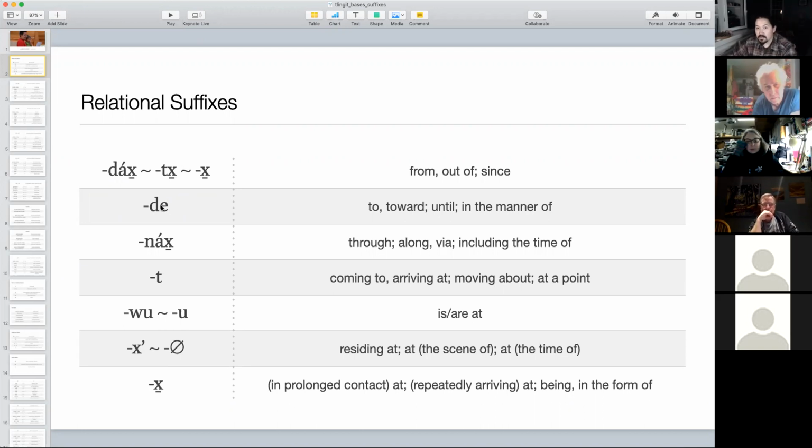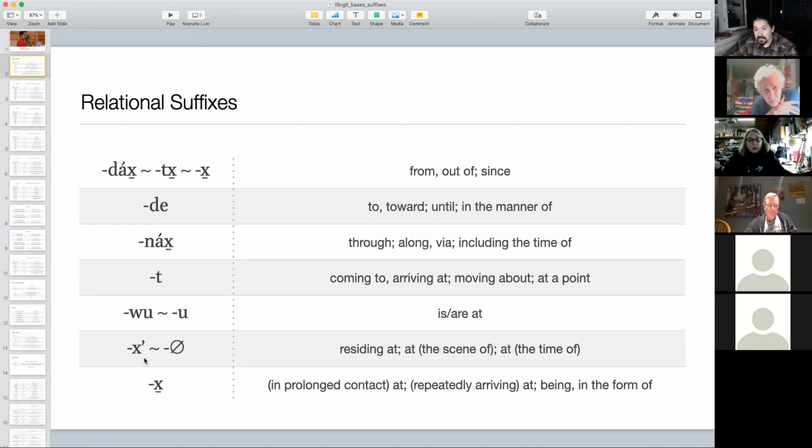De is towards, or until that time. Nach is through or along. T is at, but it's usually arriving at, but sometimes it could be around a place. W or is to be at, but it's usually used not directly connected to a verb. So gusu, yadu, right?